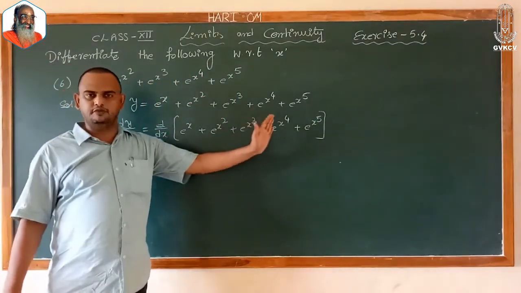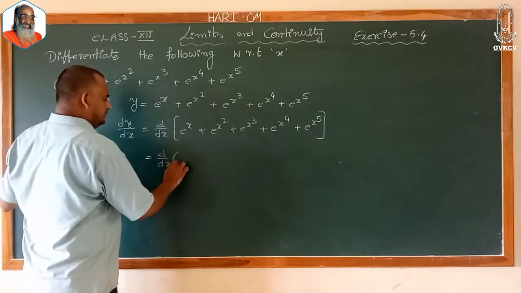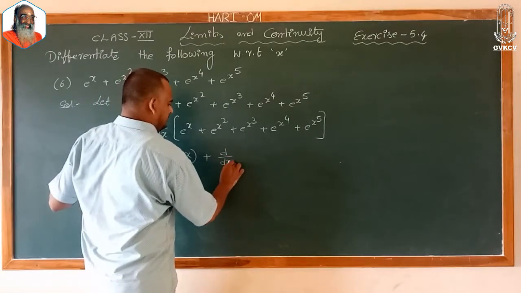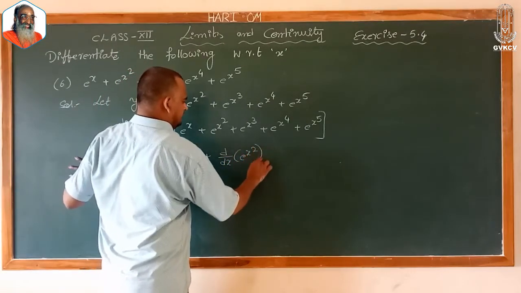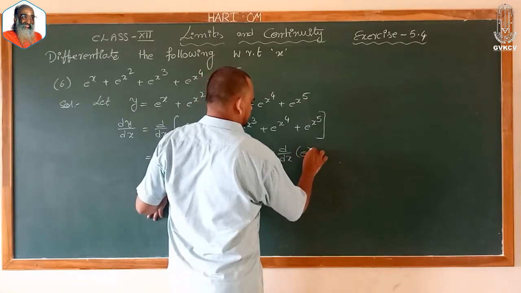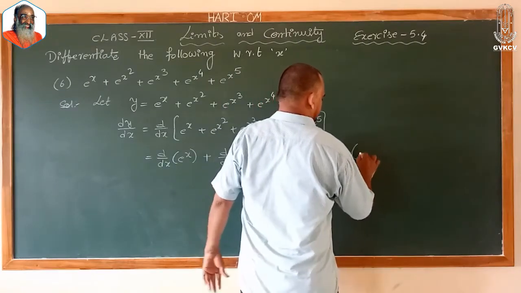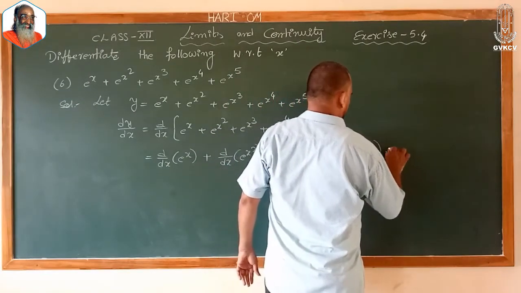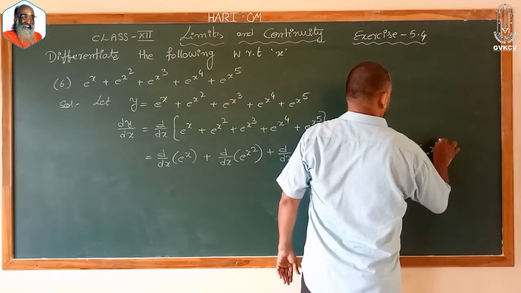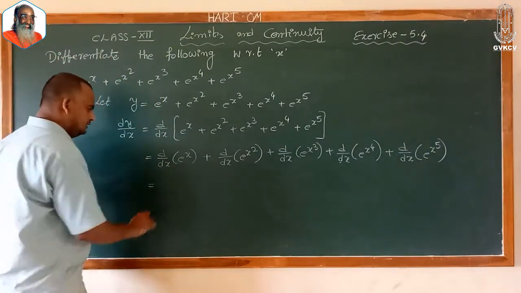Now we can go for individual differentiation. That is nothing but we have d by dx of e power x plus d by dx of e power x square plus d by dx of e power x cube plus d by dx of e power x power 4 plus d by dx of e power x power 5. Now let us calculate it.